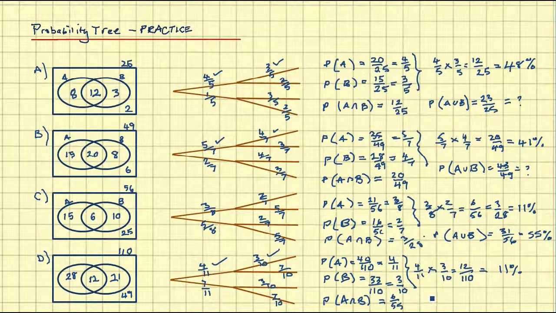Okay, finally, probability of A union B, or A or B. So chances of A or B happening. Well, 28 add 12 is going to be 40. 40 add 21 gives me 61 out of 110. And again, if I do the percentage on this, 61 out of 110 gives me 55%.